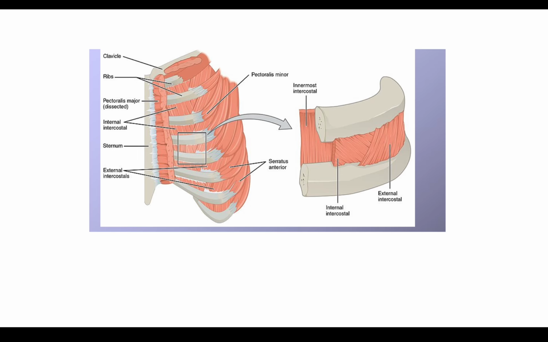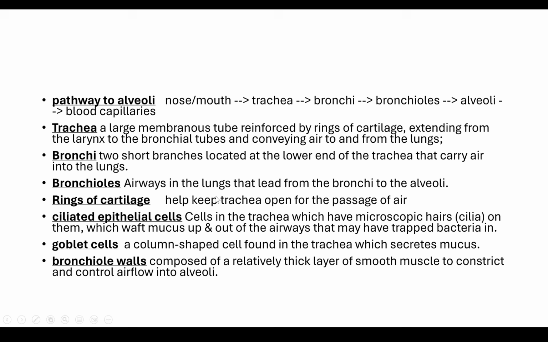So, just a bit further from GCSE, you need to know that there are external intercostal muscles, which are on the outside of our body, and then the internal intercostal muscles are the ones closest to our sternum. So the pathway to the alveoli: oxygen goes through the nose or mouth, into the trachea, into the bronchi, then into the bronchioles and into the alveoli, where oxygen diffuses into blood capillaries.